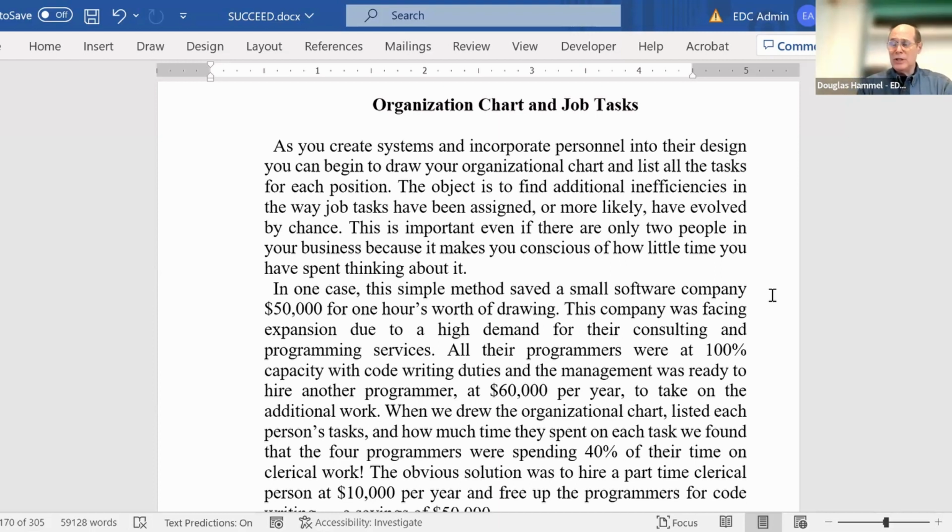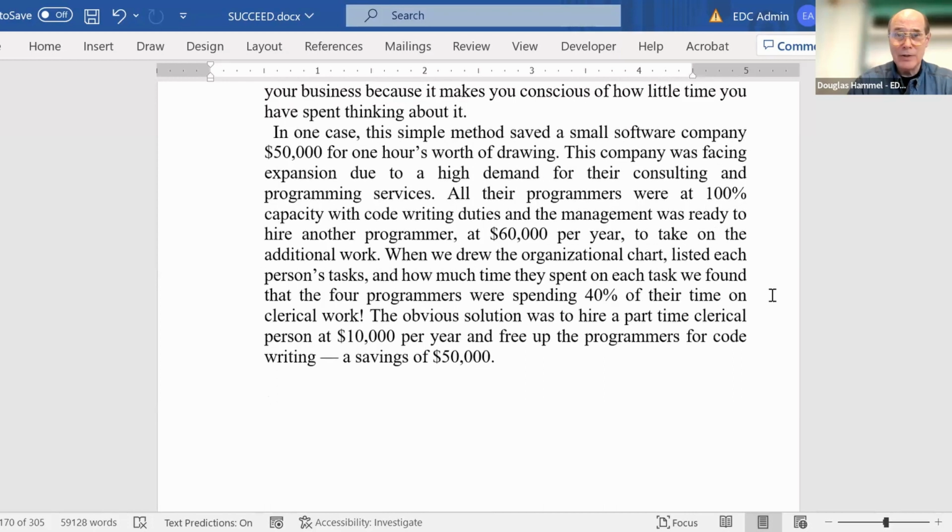And one of the first things you need to do is find out whether you're using your employees well or not. Now, this is an isolated case, but it's an interesting one. I'm just going to read this to you. In one case, this simple method saved a small software company $50,000 for 1 hour's worth of drawing. This company was facing expansion due to a high demand for their consulting and programming services. All of their programmers were at 100% capacity with code writing duties, and the management was ready to hire another programmer at $60,000 per year to take on the additional work.